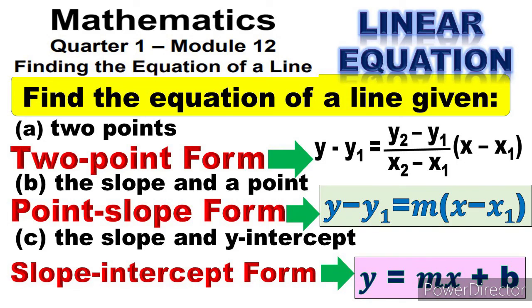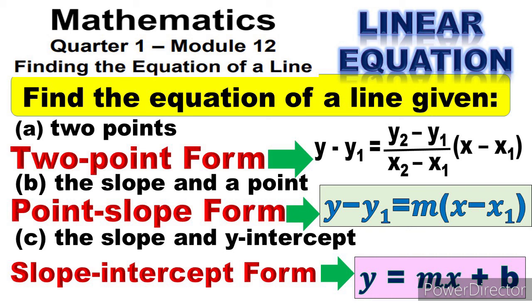Okay, hello everyone. So, ang lesson po natin is all about linear equation. And ang objective po natin dito is to find the equation of a line given the following. Okay, so meron tayong tatlo. The first one is given 2 points. Okay, so dalawang points ang given. And that is what we call 2-point form.